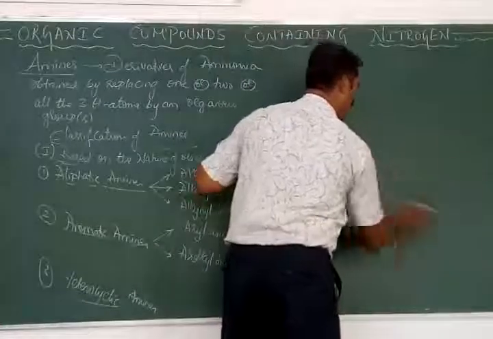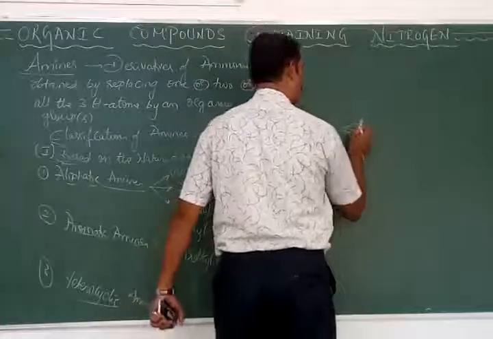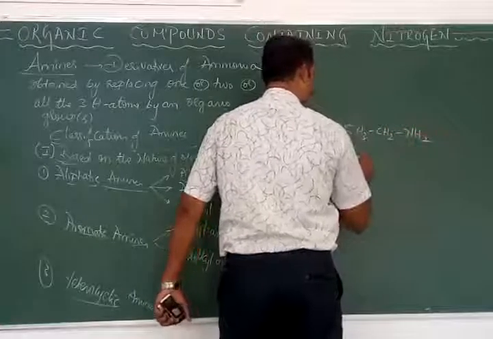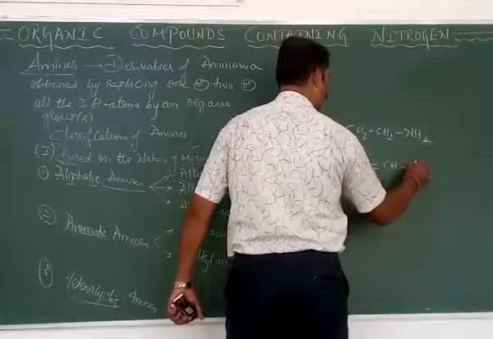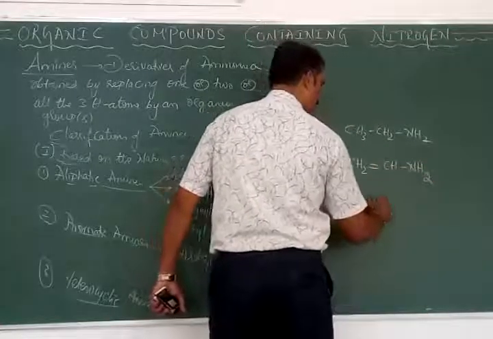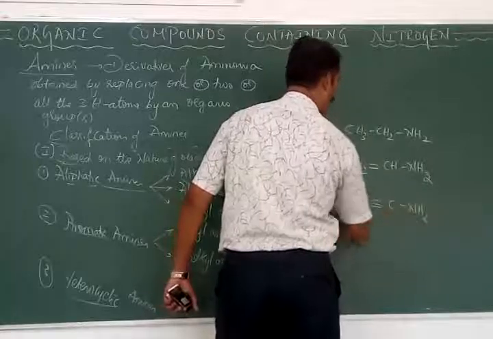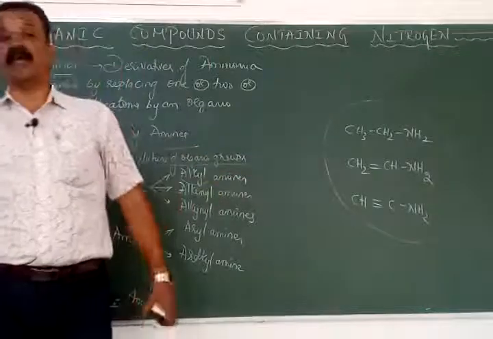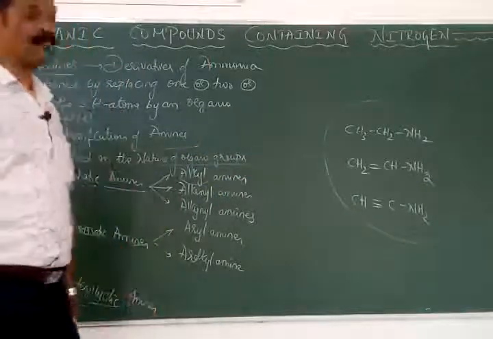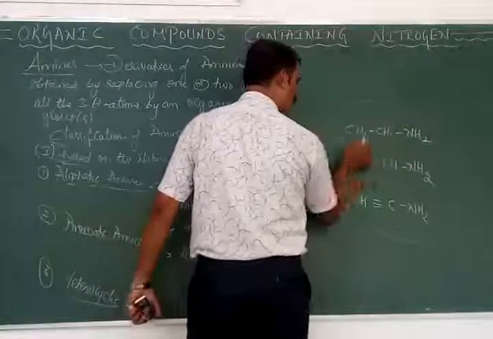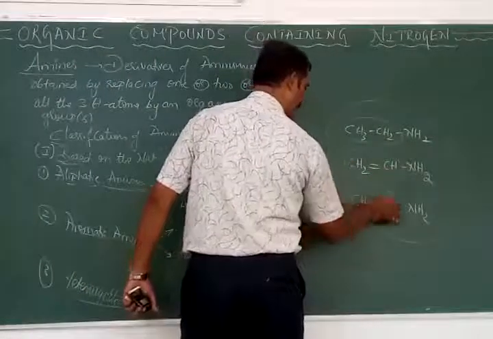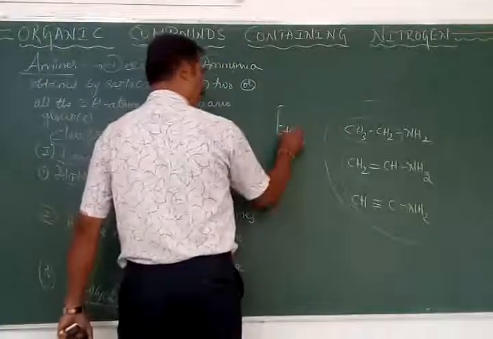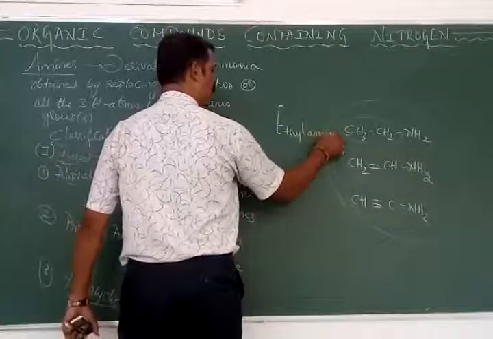The example with respect to alkyl amine is, for example, CH3CH2NH2, CH2=CH-NH2, and HC≡C-NH2. What are these? Alkyl amine, alkenyl amine, and alkynyl amine. This is called the ethyl group. This is called the vinyl group, and this is called the acetylenyl group. We'll move in depth when we are discussing the nomenclature.